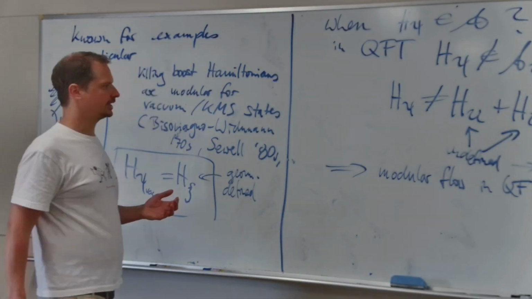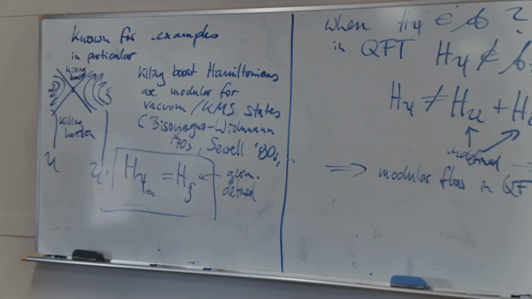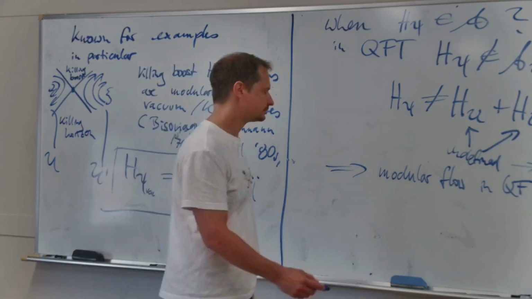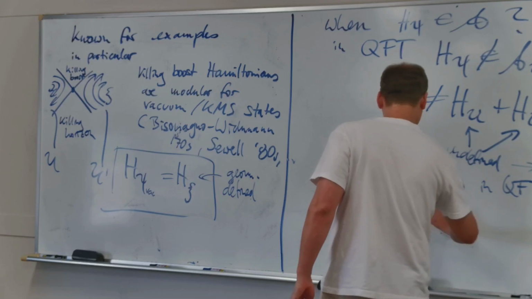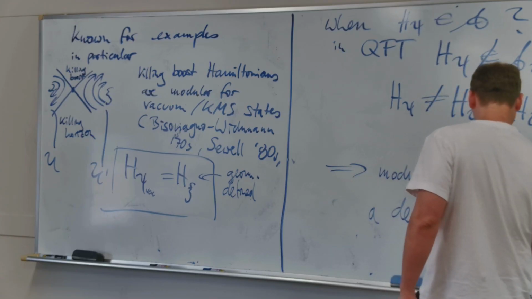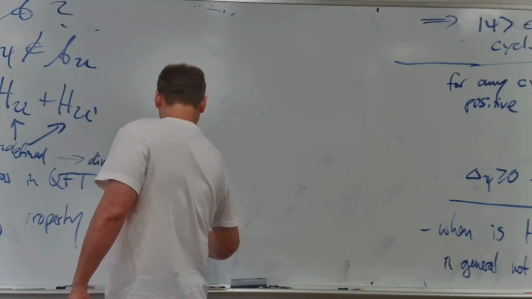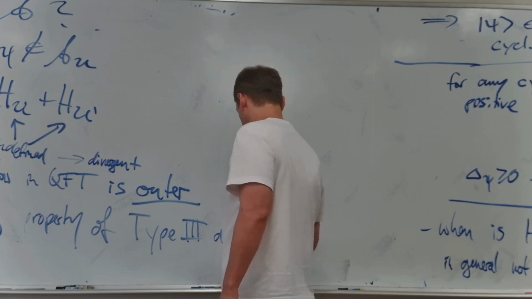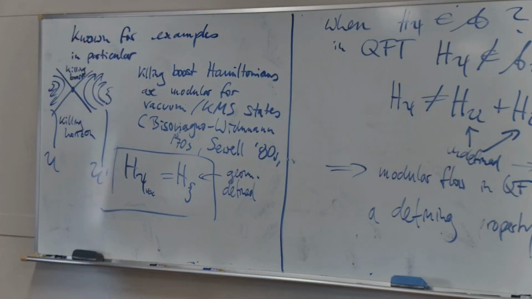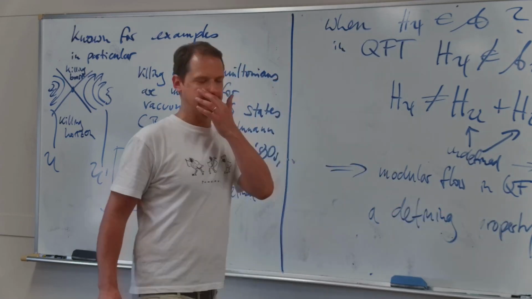If the Hamiltonian, or functions of it, were part of the algebra, then that's called an inner automorphism. And typically in quantum mechanics we consider inner automorphisms, but here in quantum field theory they're outer automorphisms. And this is a defining property of type 3 algebras. Any modular flow in type 3 algebras is always outer, necessarily.